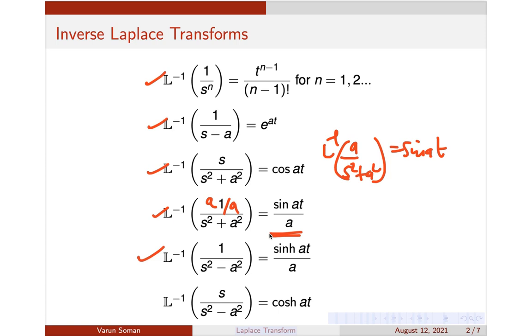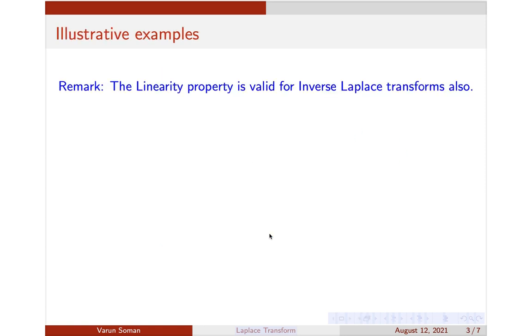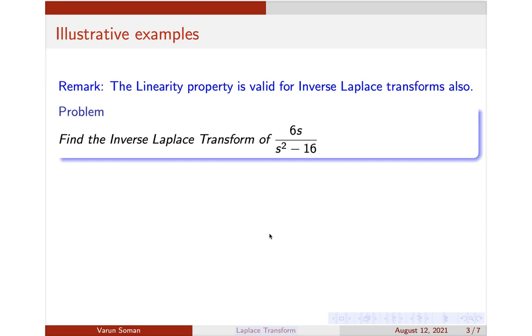So with these properties, we will now try to find the inverse Laplace transform of some simple transforms. As I told you, the linearity property is also valid here. As we proceed, suppose I need to find the inverse transform of 6s by s square minus 16. What will you do? Look at the table. To which row will this match the most? It will match s by s square minus a square.